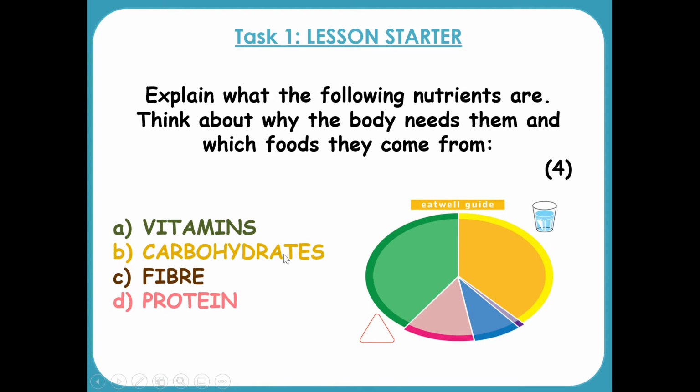We have given you a bit of a clue here, guys. We've put them in color coded based on the sections of the Eatwell guide that you've already looked at. I won't tell you much more than that, but you need to tell me about vitamins, carbohydrates, fibre and protein. You can give me reasons that you need them, so why does the body need them, and give me example foods, which section does it come from, and some example foods.